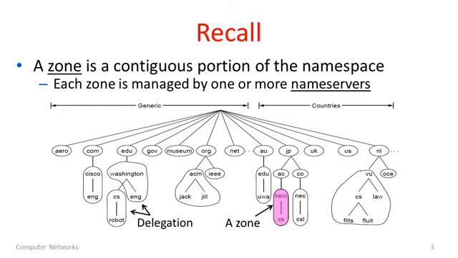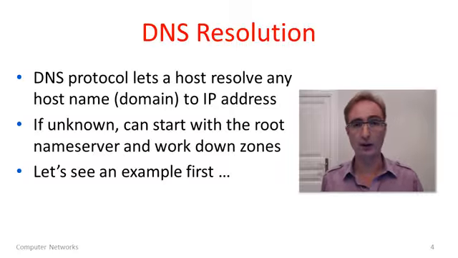We talked about the distributed namespace or the hierarchical namespace, which you can see in front of you, and we talked about the use of zones or contiguous portions of the namespace as the way that we were going to separate it into pieces that we could distribute to different machines. Every zone, which is a circle or an outlined region in this picture, is managed by one or more name servers. So now, here's what I want to really move on to. The DNS protocol and DNS resolution.